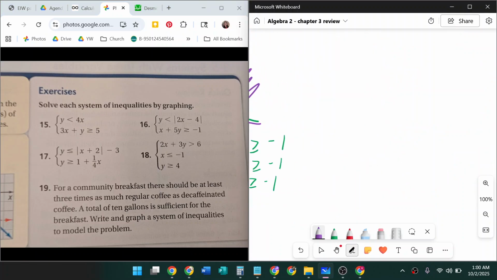All right, let's look at number 17 real quick. Do I want to do 17? I don't really want to, but we're going to do it anyway.